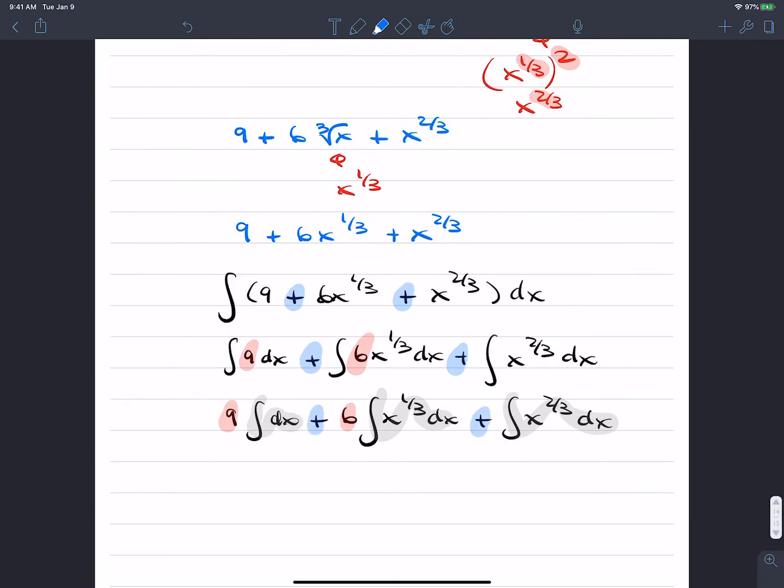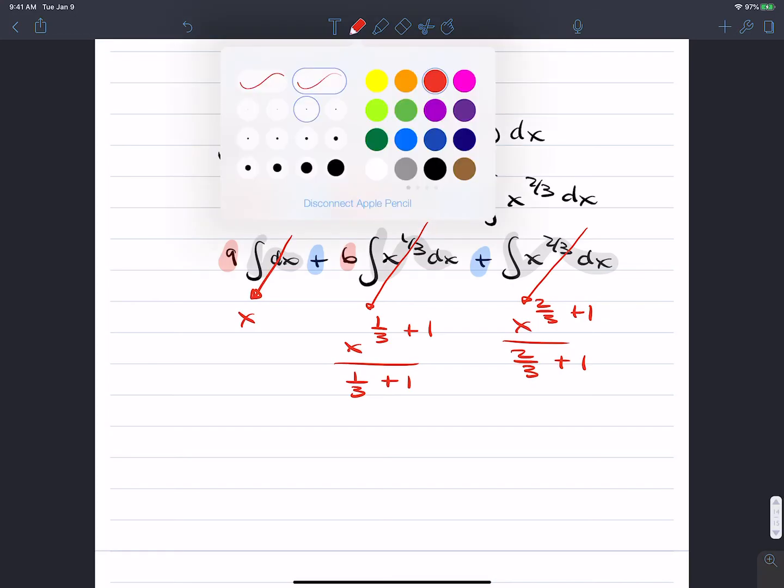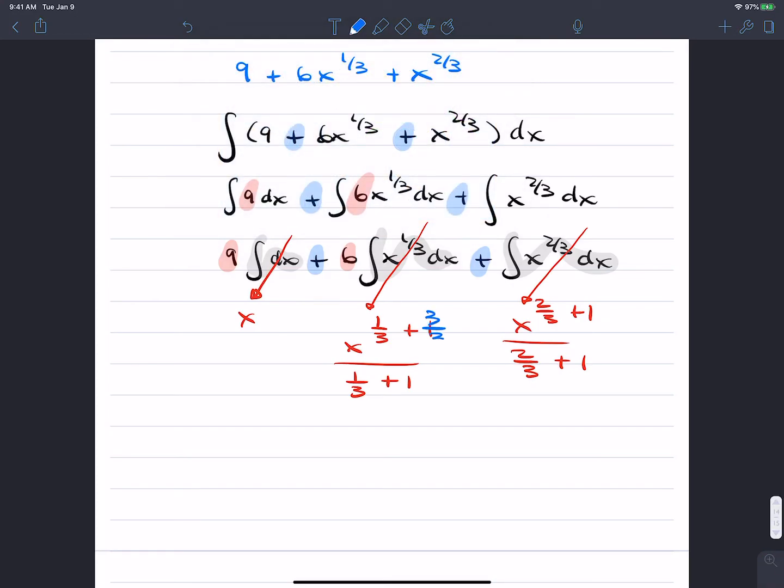So we're now going to integrate. We get x. Now we're going to use the power rule here. x to the 1/3 plus 1 over 1/3 plus 1. x to the 2/3 plus 1 over 2/3 plus 1. So remember that 1 could be replaced with 3/3 here in both cases so that we can add.